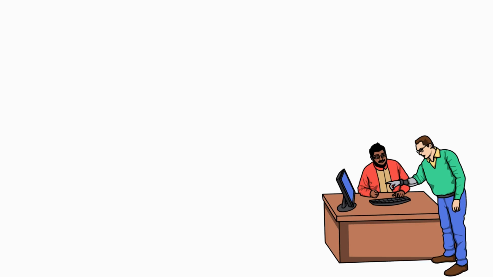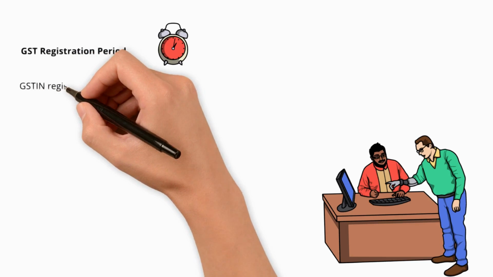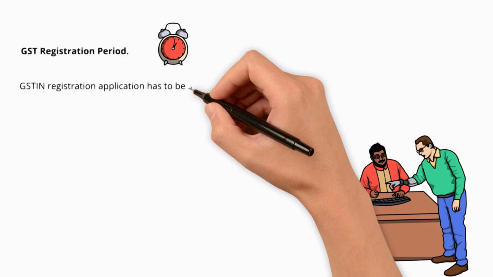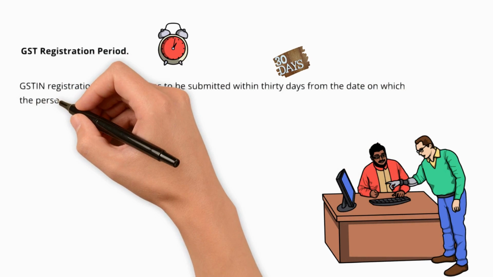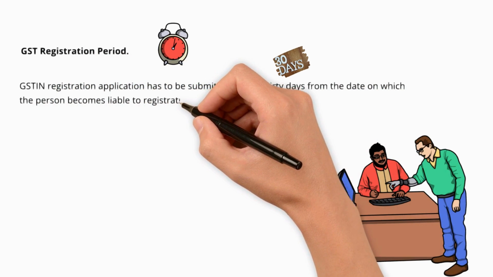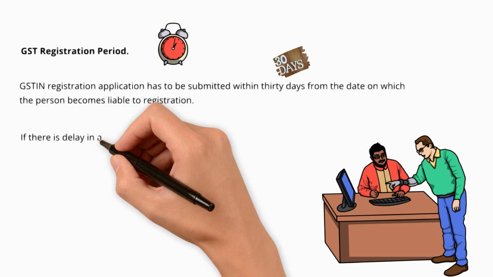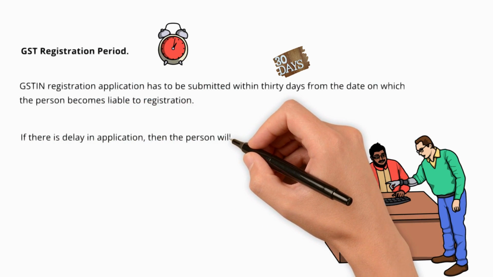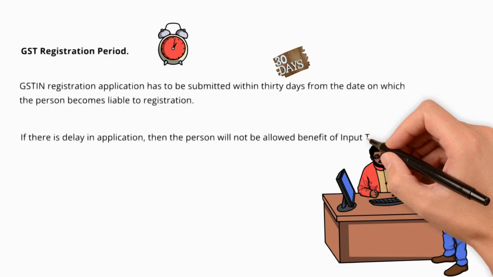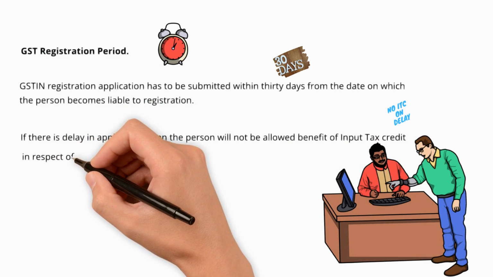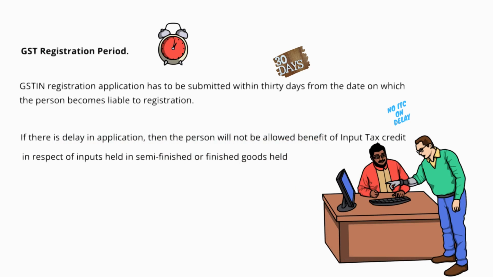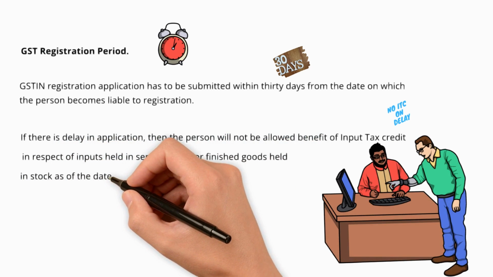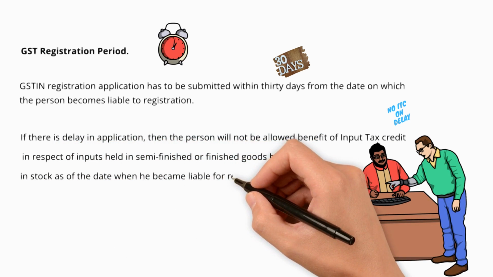GST Registration Period. The GSTIN registration application has to be submitted within 30 days from the date on which the person becomes liable to registration. If there is a delay in application, then the person will not be allowed the benefit of input tax credit in respect of inputs held in semi-finished or finished goods held in stock as on the date when he became liable for registration.